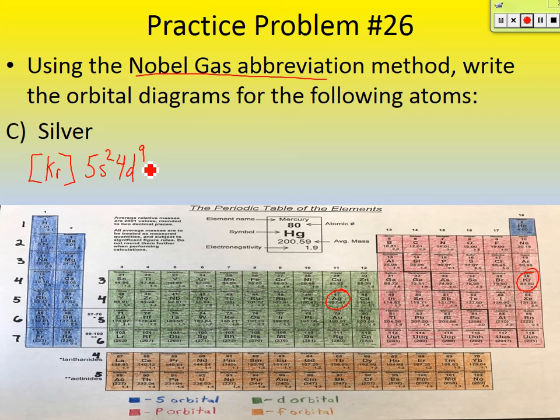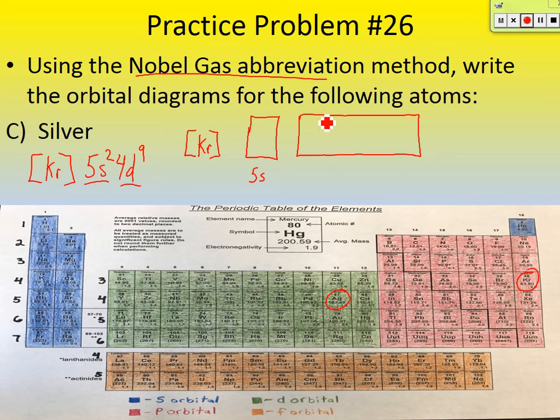So that's the electron configuration. Now let's do the orbital diagram. We still need Kr in brackets, guys? Yes. Looks like I have a 5s and a 4d. How many boxes for the 5s? 1 box. Put 5s underneath it. How many for the 4d? 5. So draw a pretty long rectangle here. We're going to divide it into 5 boxes. And we're going to put 4d under there.